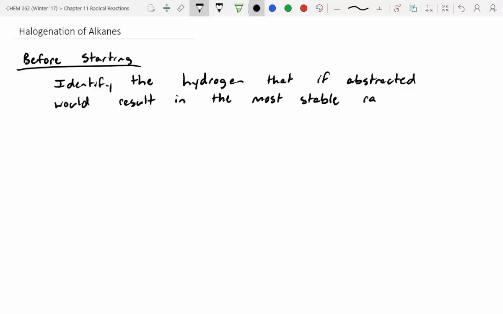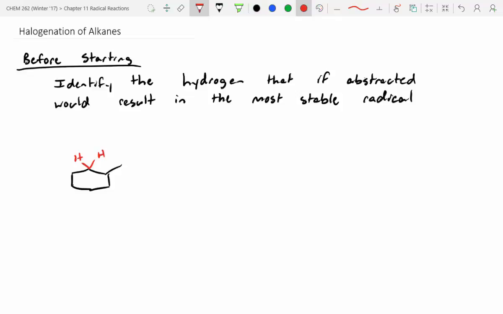We've got protons on the brain. Okay, so let's take a simple one. And I've got this alkane right here. So we've got methyl cyclohexane. And we need to determine which hydrogen on methyl cyclohexane, I keep on saying proton, holy cow, if abstracted, would result in the most stable radical. And so let's come up with some protons we can select.